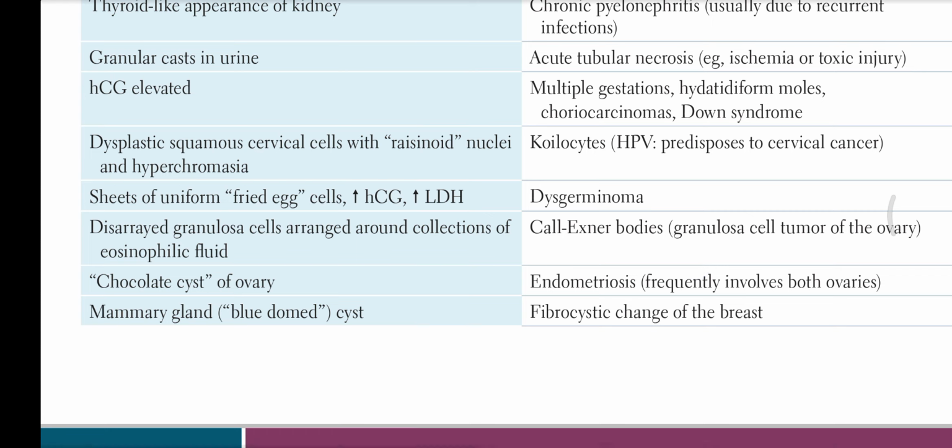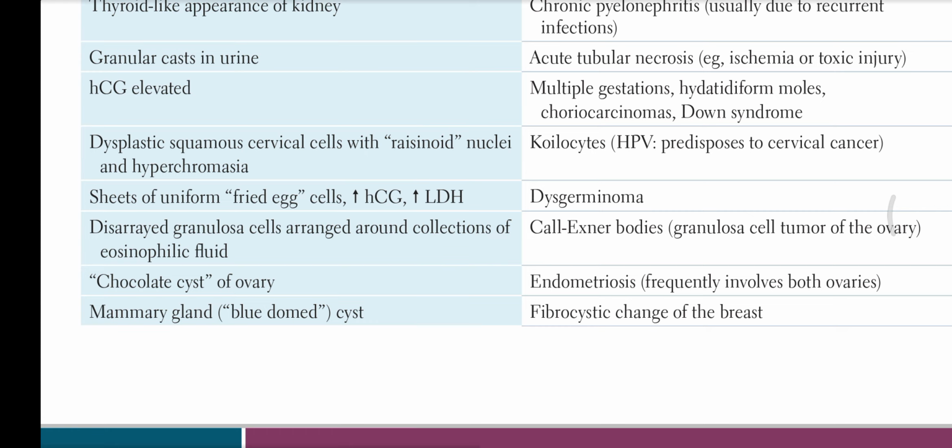HCG is elevated. This can be seen in multiple gestation, hydatidiform mole, choriocarcinoma, Down syndrome.